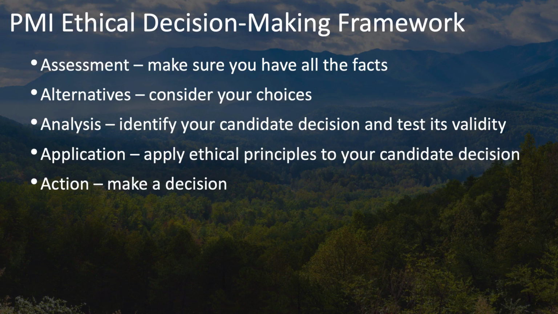In the assessment step, you make sure that you have all of the facts. Once you are sure that you have all the facts, then you move to the alternatives step, in which you identify and consider your choices. The analysis step is when you identify a candidate decision amongst all of your different choices, and then test the validity of your candidate decision. In the application step, you apply some ethical principles to this candidate decision to make sure that it still holds up. And then in the action step, you take those last steps needed to then make a decision and take action.